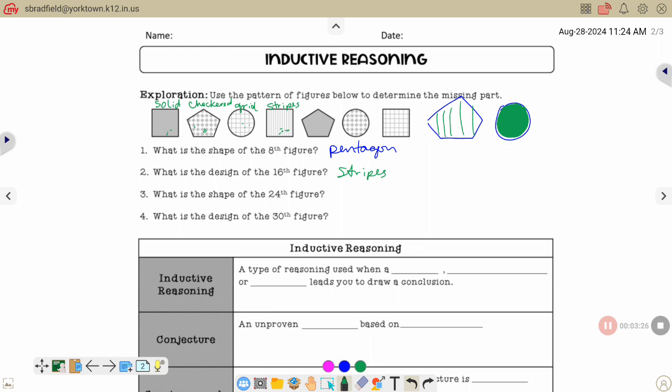Number 3, what's the shape of the 24th figure? So the shapes change after how many? 3. We have a square, a pentagon, and a circle. That's 3. And then it starts square, pentagon, and circle again. So what do you think would be the shape of the 24th? A circle. Yeah? Because 24 divided by 3 is 8. It goes in there evenly, doesn't it? So I would assume that that is a circle. That does not look like the word circle.